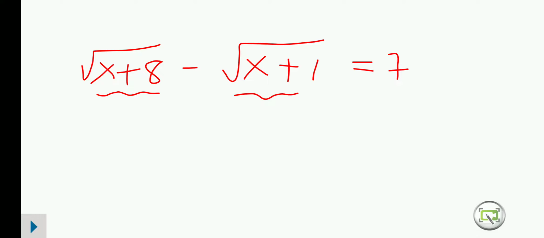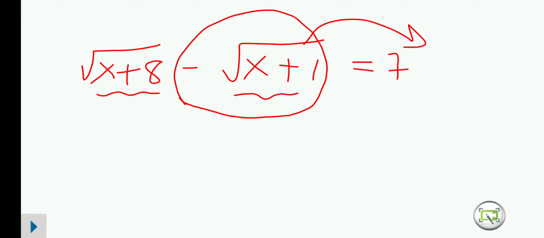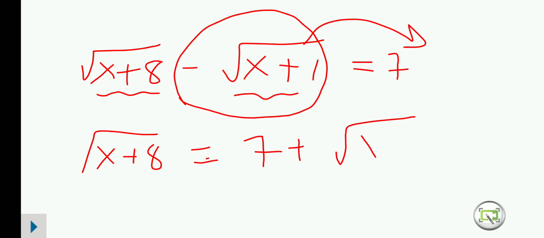To remove this term, we will try to do squaring on both the sides. But it will be difficult to square the terms in which square root is available on both the terms. So we will send this term to the right hand side of it. So root x plus 8 will be equals to 7 plus root x plus 1.